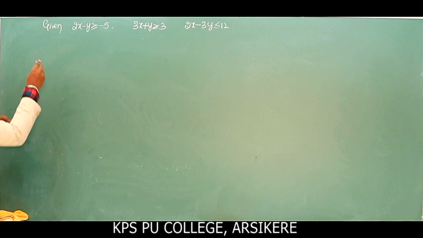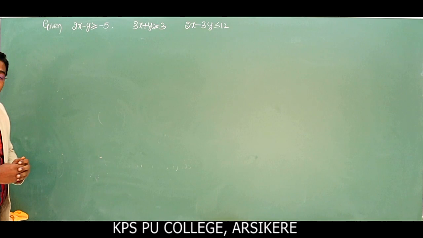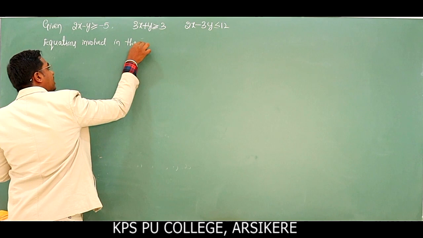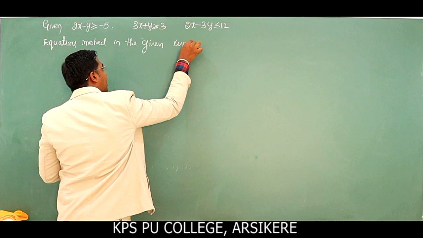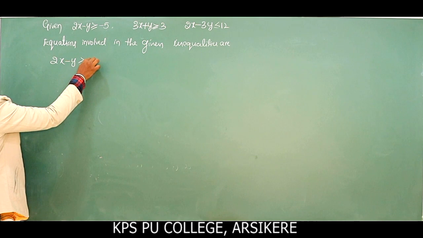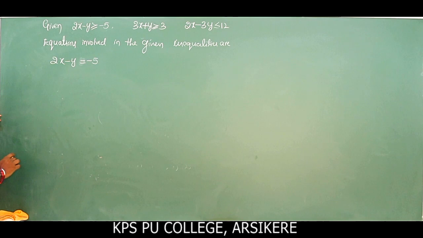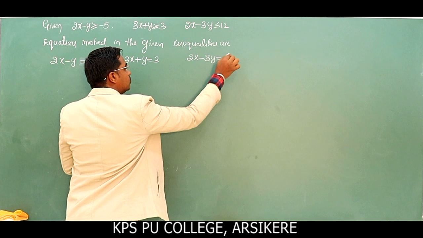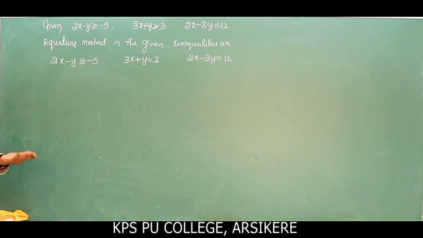First, write the equations involved in the given inequalities. For the first one, 2x minus y greater than or equal to minus 5, take the equation with equal sign. Second equation, 3x plus y is equal to 3. Third equation, 2x minus 3y is equal to 12. Now follow the same method. Put x equal to 0, we get the point on the y axis. Put y equal to 0, we get the point on the x axis.